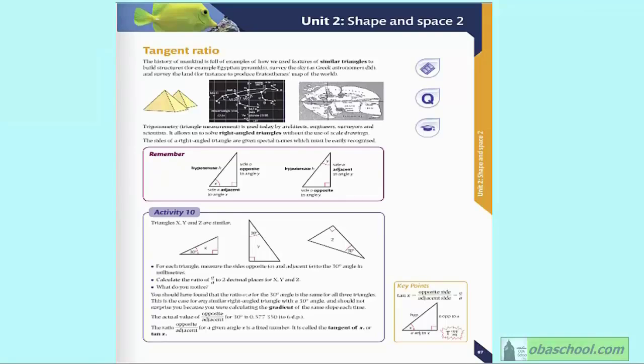Unit 2, Shape and Space. In this chapter, we are going to talk about the tangent ratio concept. In the beginning, we will have an overview about the right angle triangle, so we could understand the concept of tangent ratio. First of all, what is a right triangle?